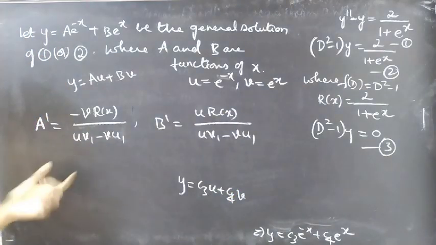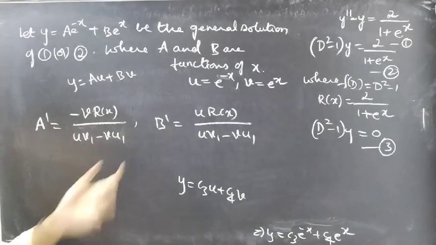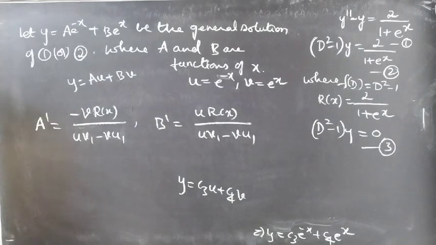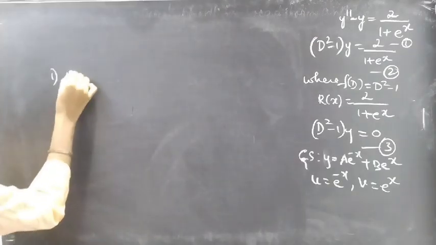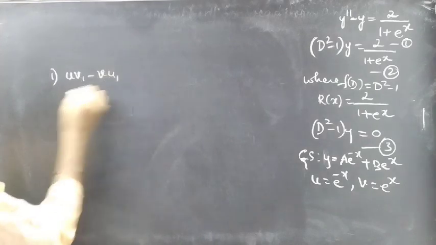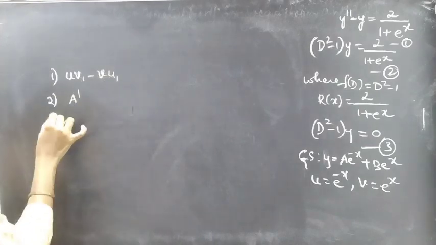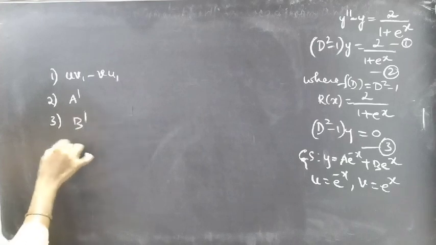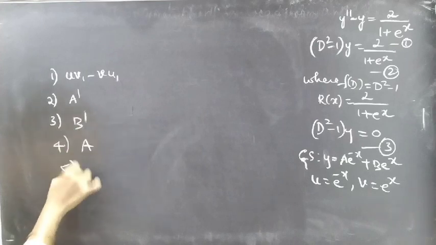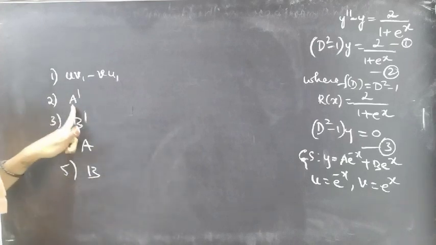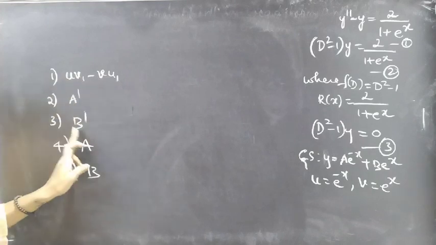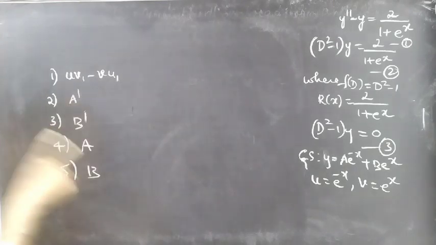Okay, if you observe, we have uv1 minus vu1 in both the formulas. So firstly we'll begin with uv1 minus vu1 and later we'll go for a dash and b dash. So here we need to find 5 things. First one uv1 minus vu1, second one a dash, third one b dash, fourth one a, fifth one b. Okay, or after finding a dash you can find a, and after finding b dash you can find b. Okay, I'll go in this order.